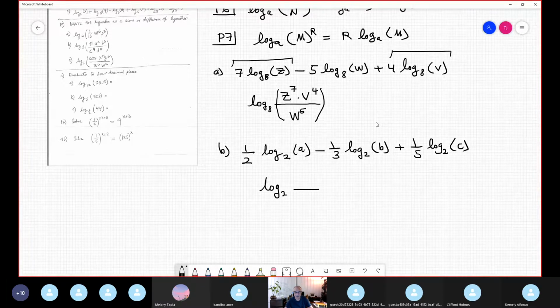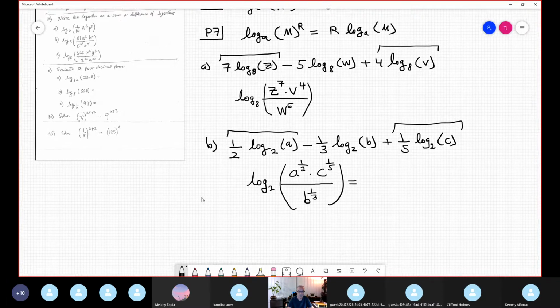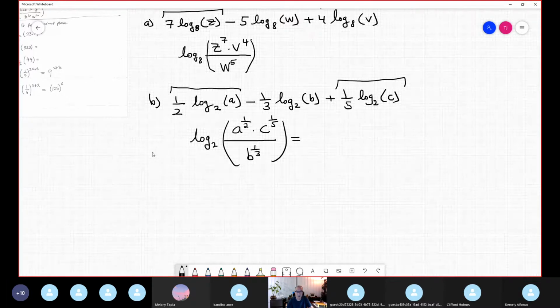So we have a fraction because I can see this guy is positive, this guy is positive, in the top. It's A to the 1/2 power times C to the 1/5 power. And the negative guy is B to the 1/3 power. This is one possibility to express the final answer, and it is correct. 100 points for you.